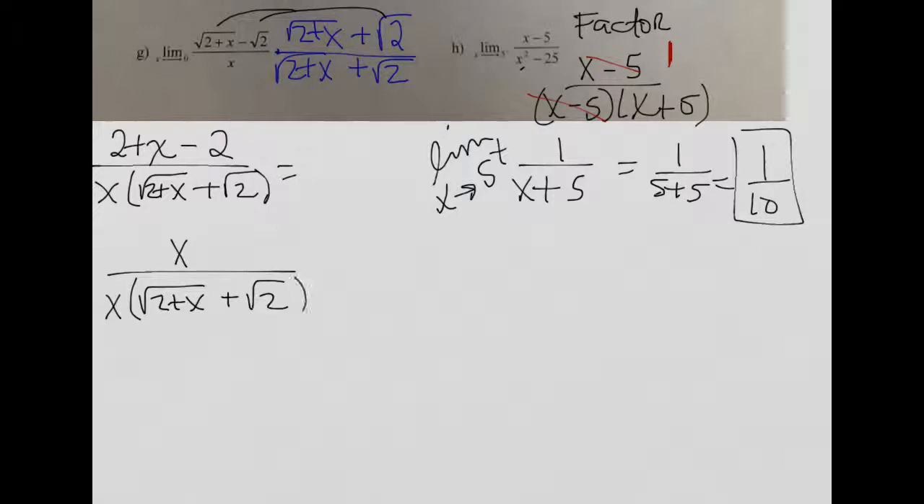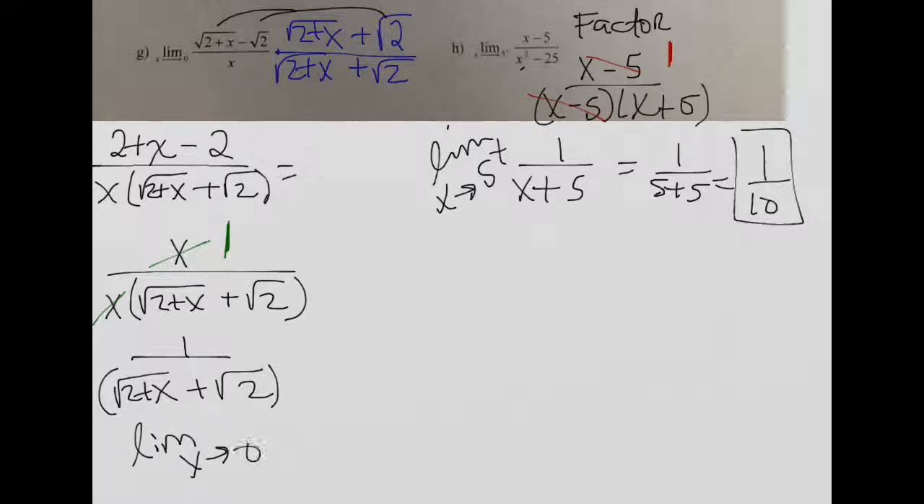Now you should notice something that cancels, which are the x's. So I'm left with a 1 on the top. So 1 over square root of 2 plus x plus square root of 2. Now I could plug in my limit as it's going to 0. So let's go ahead and do that.